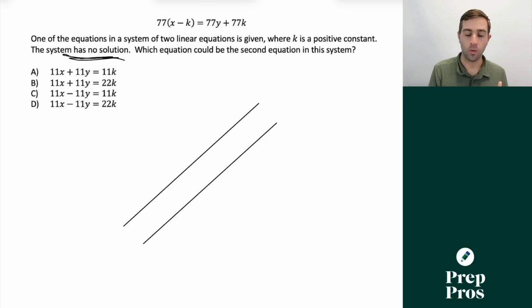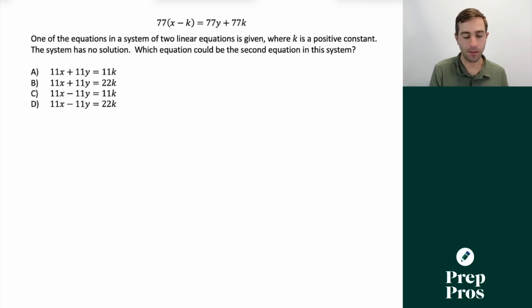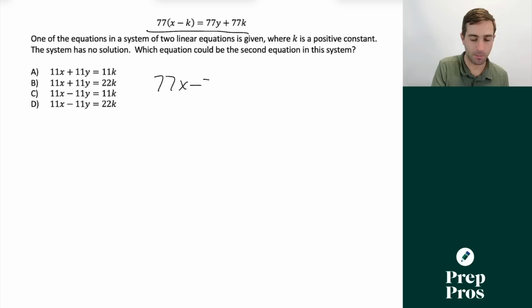Now, we're going to talk about the Desmos part in a minute, which is really just the most important part, but I'm still going to go through this by hand so you can hopefully learn something as we go through. Now, the first thing we would do is distribute through. So this is going to give us 77x minus 77k is equal to 77y plus 77k.